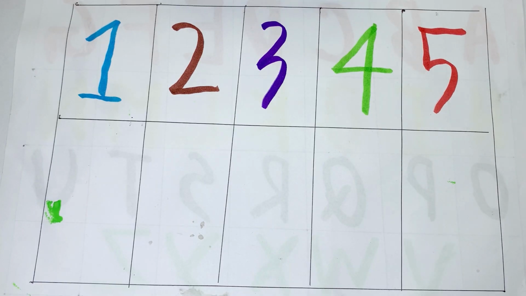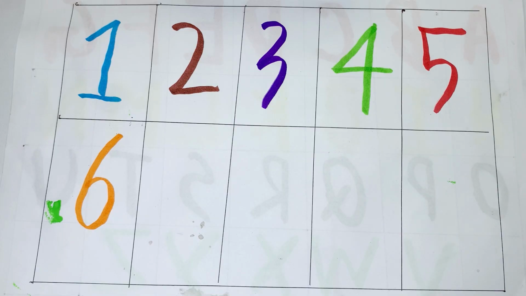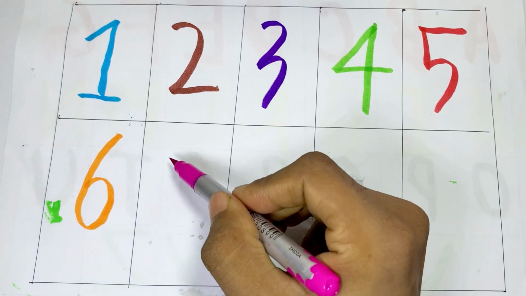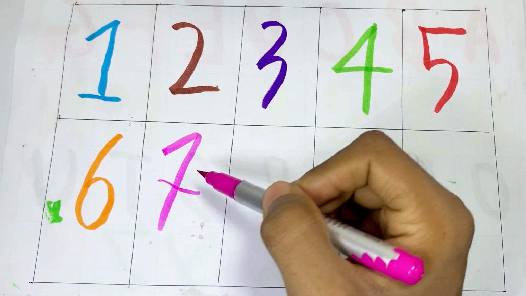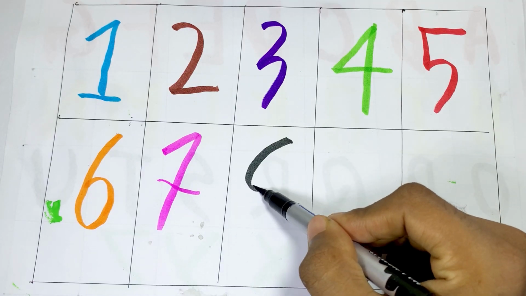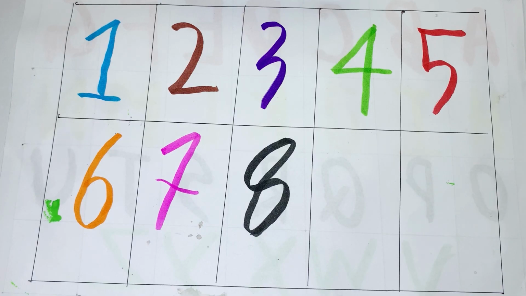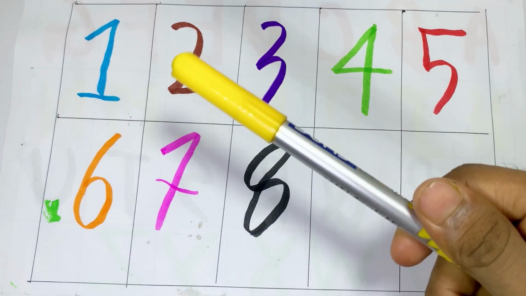5, F-I-V-E, 5. Kids, now you draw 6 and use orange color. 6, S-I-X, 6. Kids, now you draw 7 and use dark pink color. 7, S-E-V-E-N, 7. Kids, now we draw 8 and use black color. Eight, 8, E-I-G-H-T, 8. Kids, now you draw 9 and use yellow color.